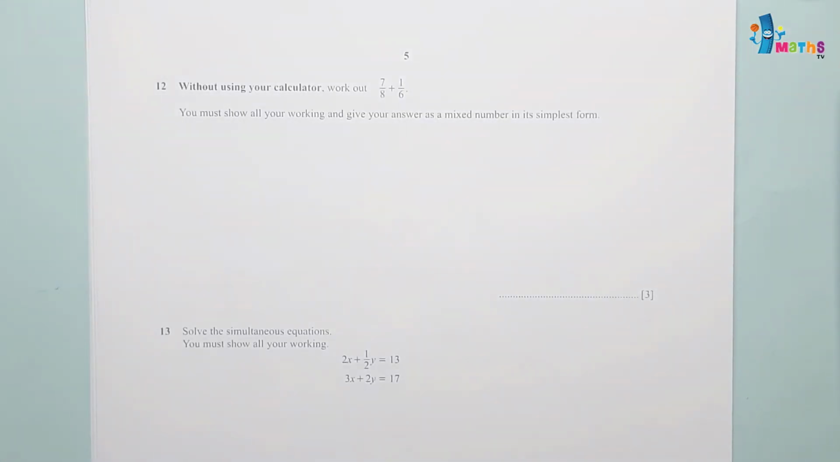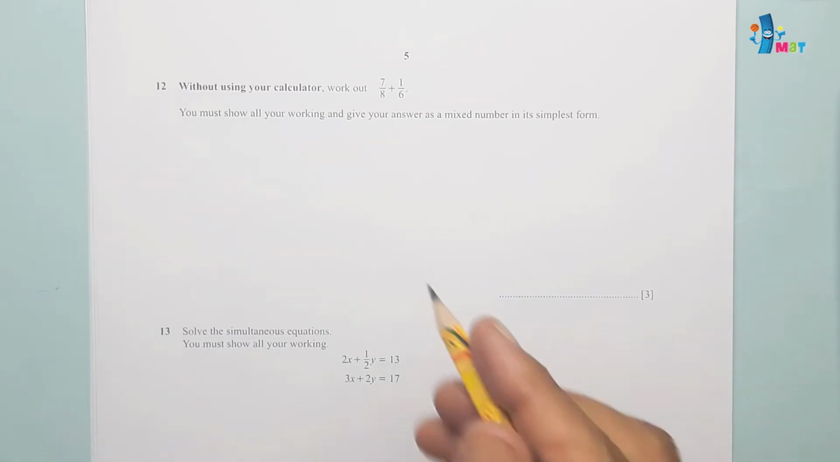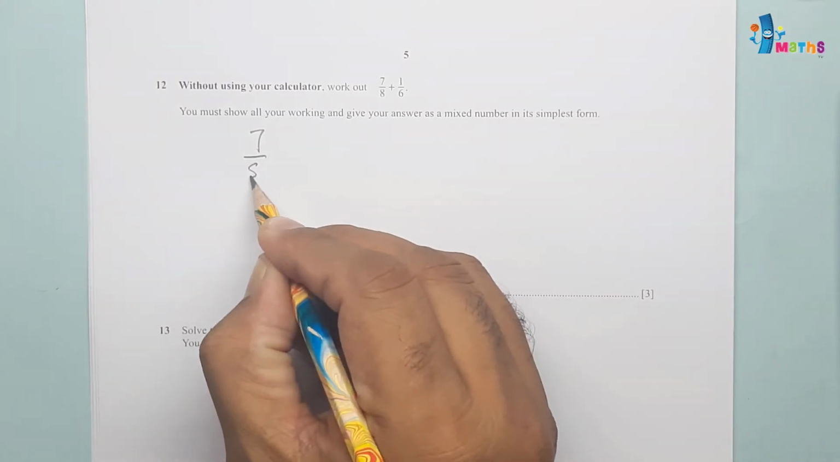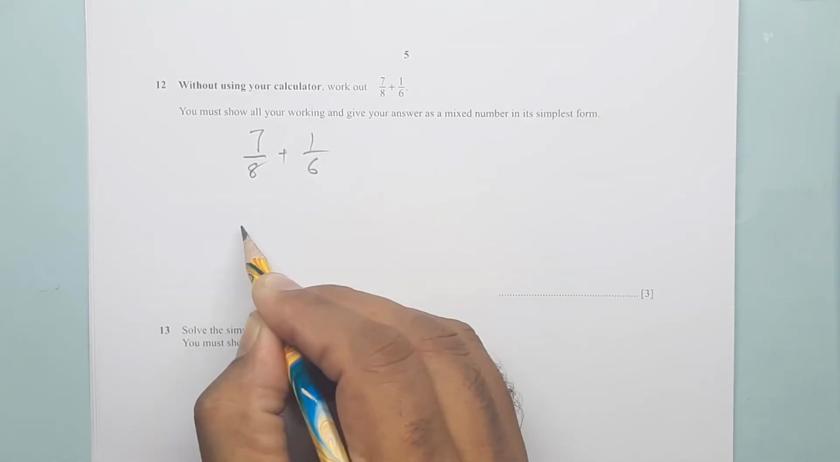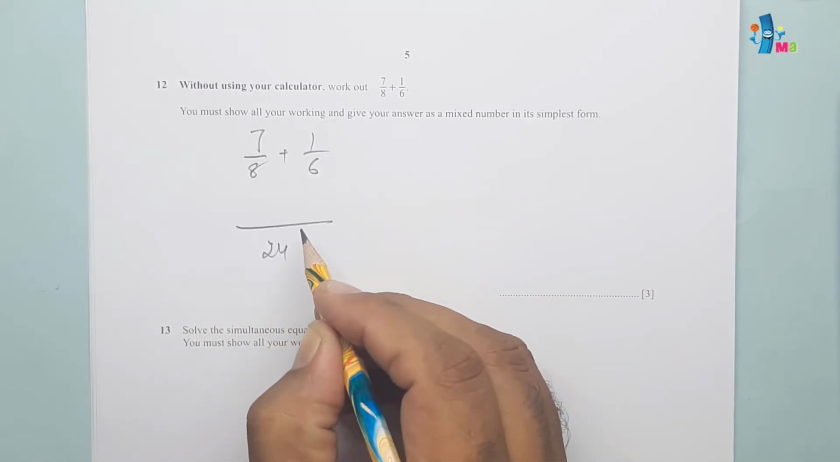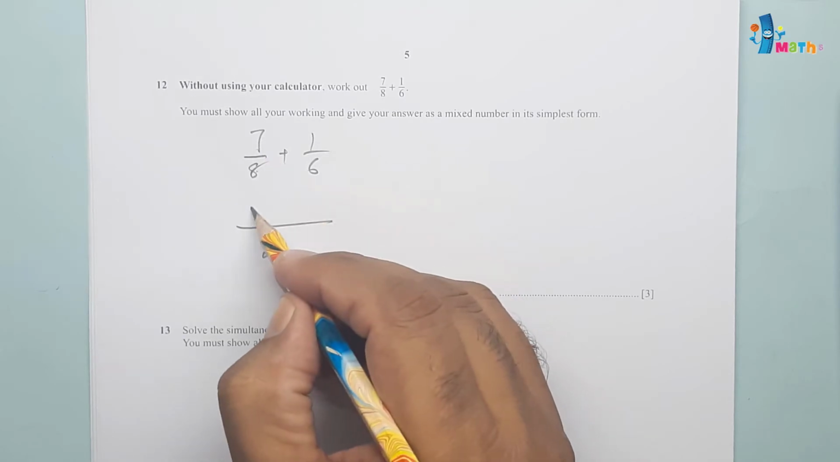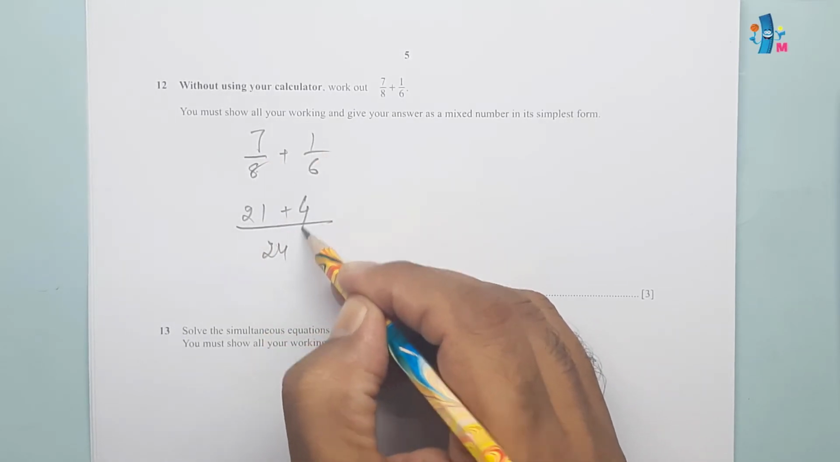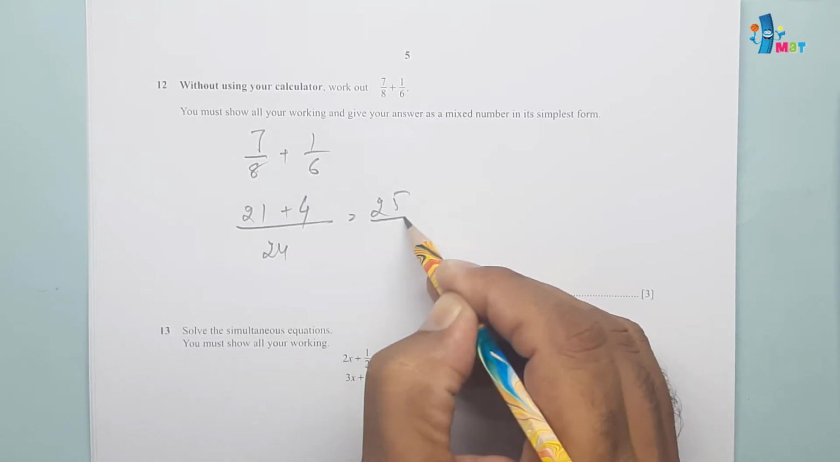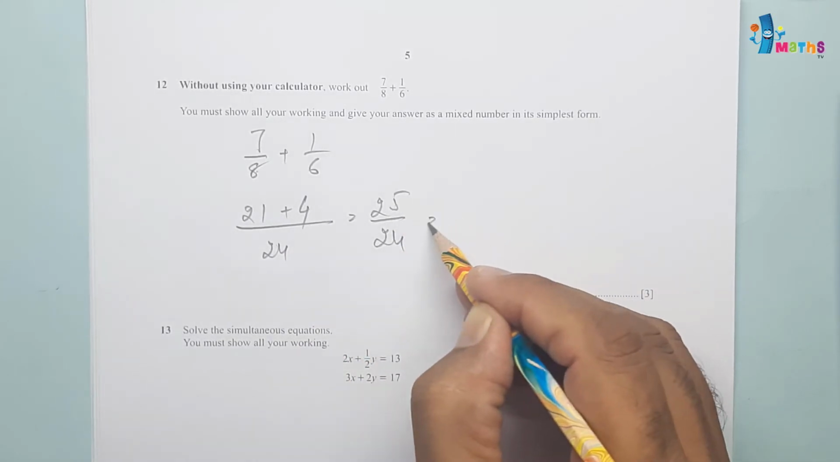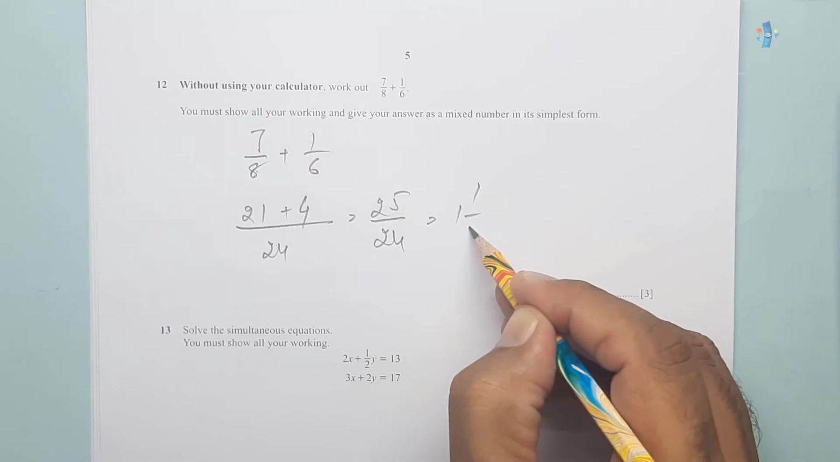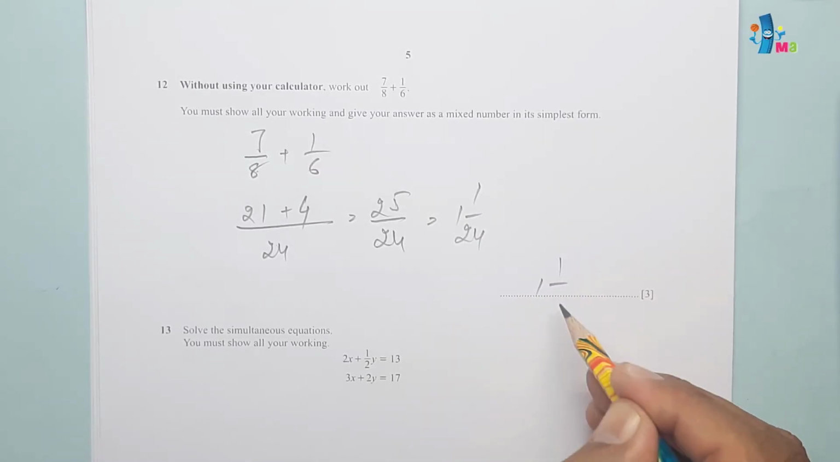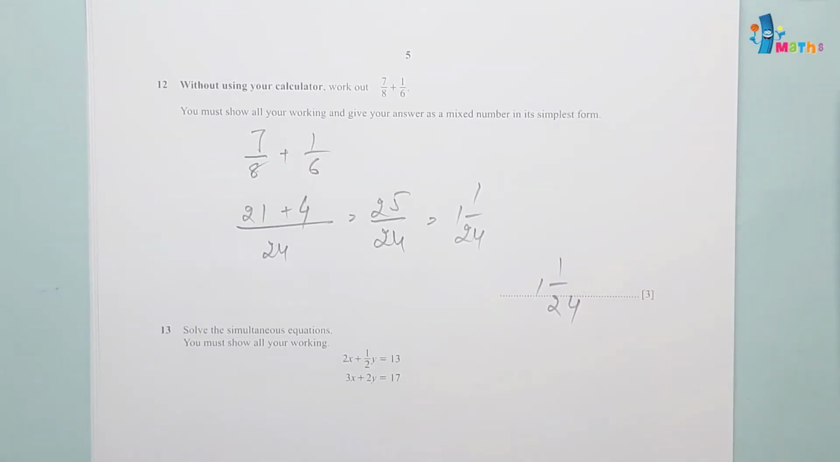Now question number 12. Without using your calculator, work out the fraction 7 by 8 plus 1 by 6. We can take 24 as the LCM. 8 3s are 24, 3 7s are 21, plus 6 4s are 24, so this will be 4. Then it will be 25 over 24, and we can write it as 1 whole 1 over 24. 1 whole 1 over 24 will be our answer.